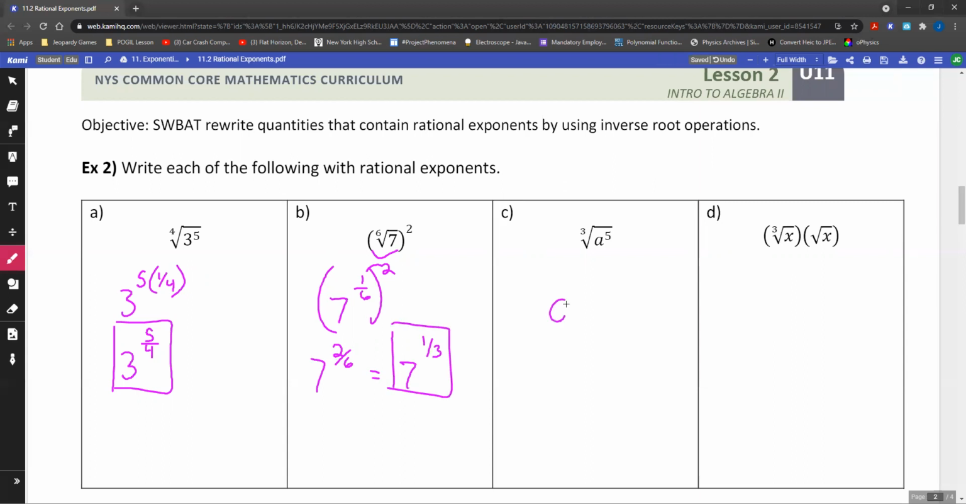Okay, for this term, again, the rational exponent is going to be the power, which is 5, divided by the root, which is 3. So a to the 5 over 3.